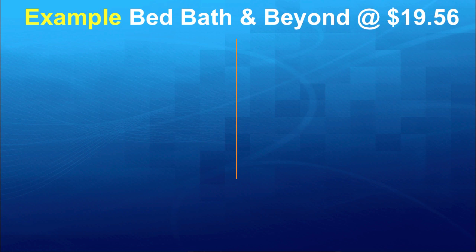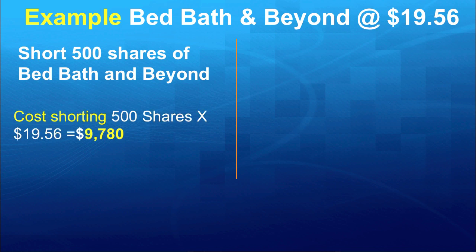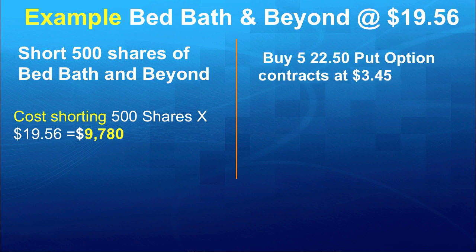All right, so let's walk through the Bed Bath and Beyond example. The stock is at $19.56. Now you could short the shares. Some people say, well, we could always short the shares. Well, the cost of shorting 500 shares at 19.56, you're going to pay just under $10,000 for the ability to short the stock.